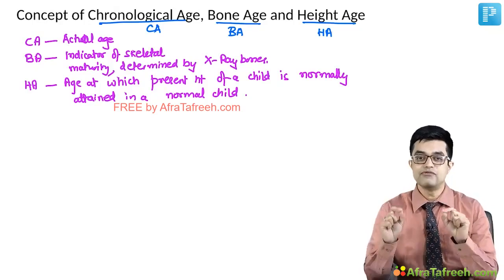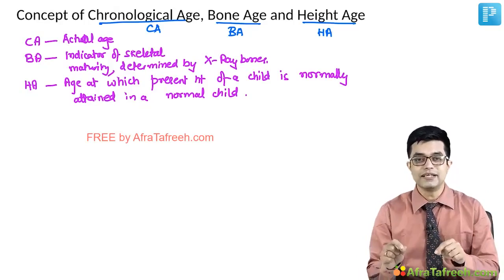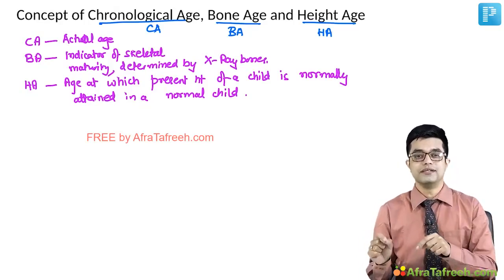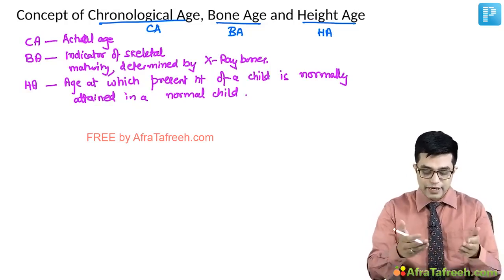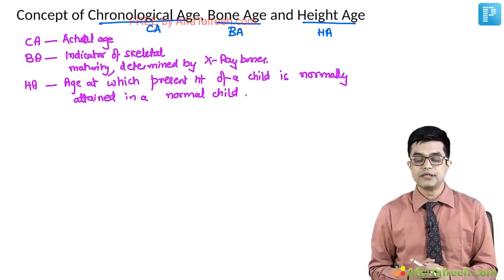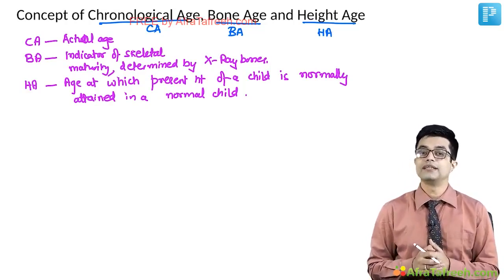What it means is, it is not the actual age of this child. It is the age at which present height is normally attained in a normal child. That is the height age. So why are we calculating these three confusing ages? Because the correlation between them gives us a clue for the underlying diagnosis.